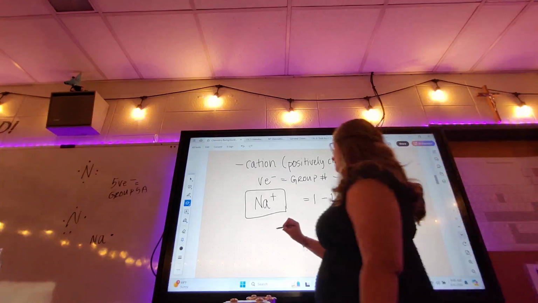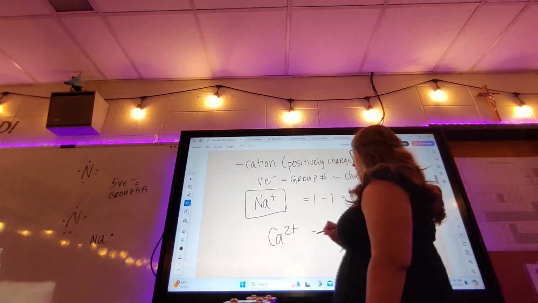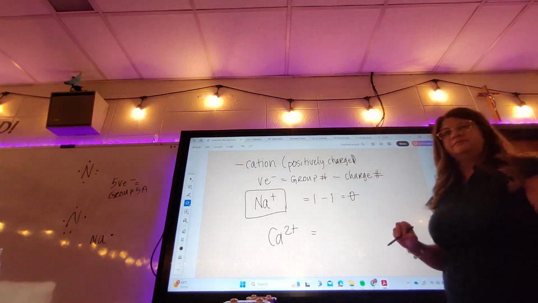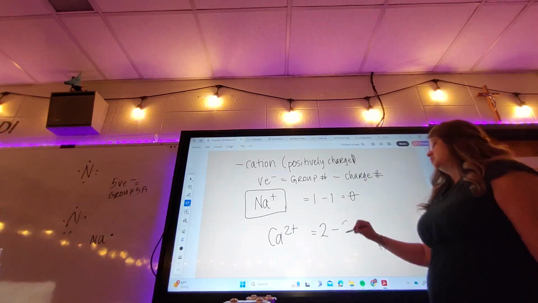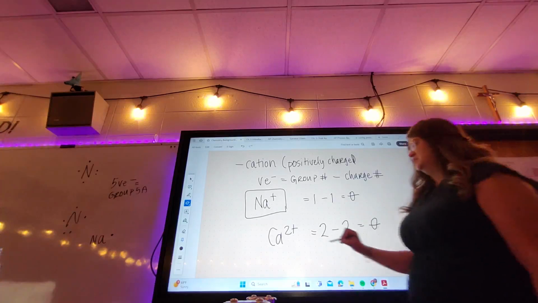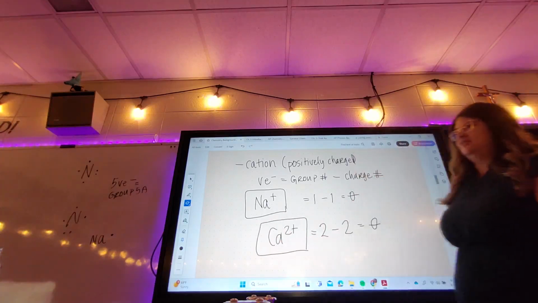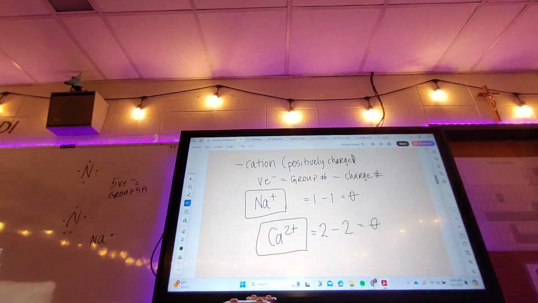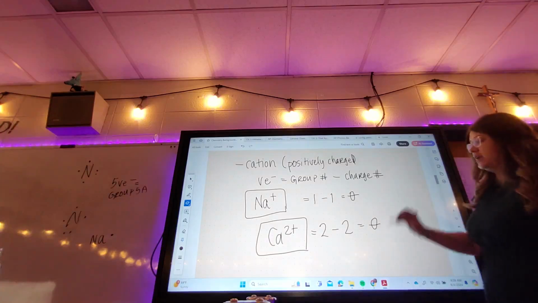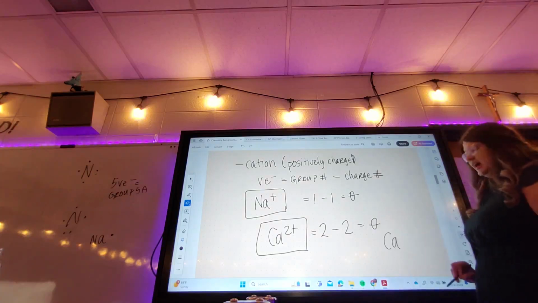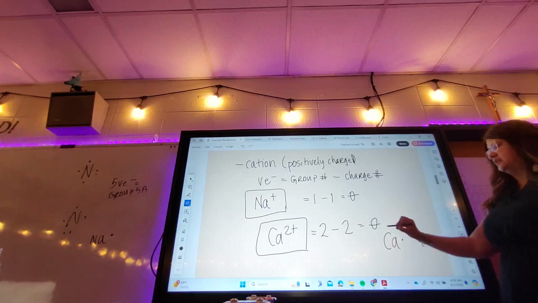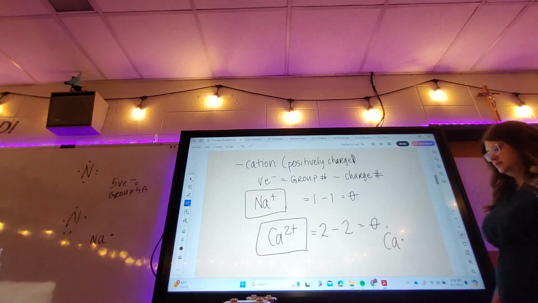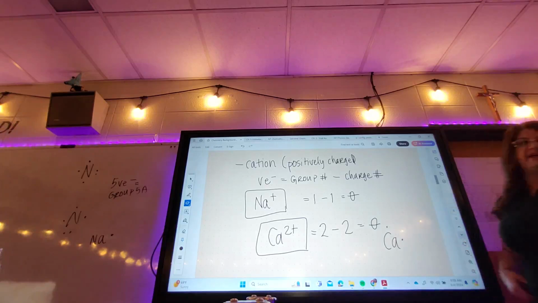All right, let's do another one. What about calcium? What group is calcium in? 2A. And what's its charge? 2. So 2 minus 2 is 0. This is your valid Lewis structure. It doesn't make sense though if you don't have the plus. Calcium regular does not have 0 dots. Calcium regular has 2 dots. So notice the difference. If you don't have the charge, it can't be correct.